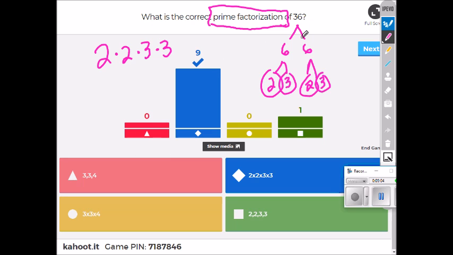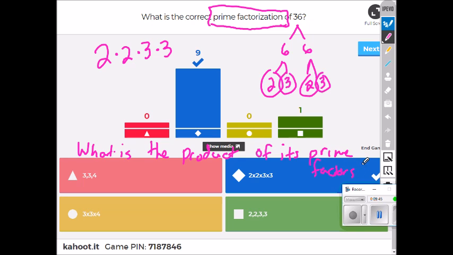Now, what I want you guys to really focus on is it might ask you for the prime factorization. If it does, then this is what you do, the tree. Right, everybody? Yes. What you guys will be confused on tomorrow, and I would really appreciate if you listen because I'm trying to help you, is it might ask for this. What is the product of its prime factors?